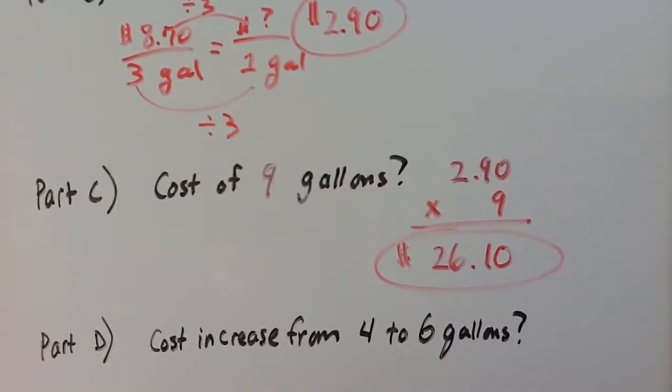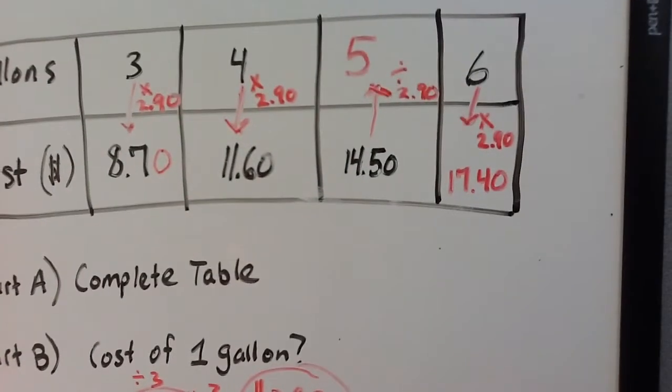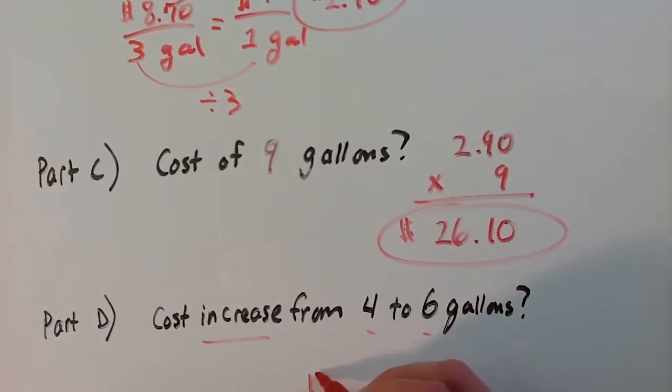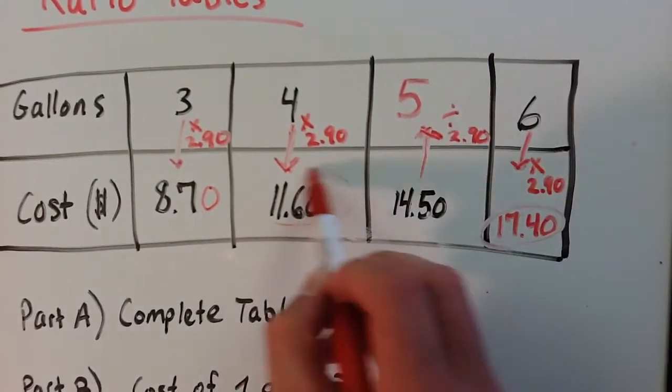Final question, part D, says: how much does the cost increase if the number of gallons is increased from 4 gallons to 6 gallons? So what is our cost increase if we go from 4 to 6 gallons? Well, how much does 6 gallons cost? If we look at our table, 6 gallons cost $17.40. So I'm going to write that down. How much does 4 gallons cost? We found that 4 gallons cost $11.60.